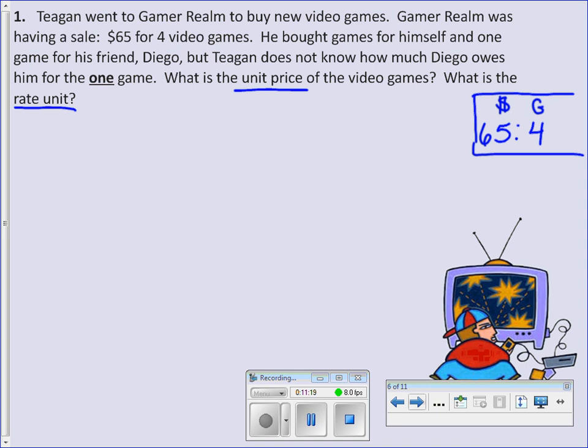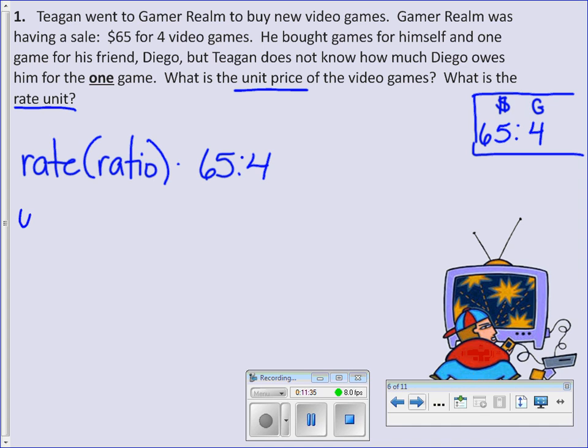So the first thing, let's take a look at the rate. Remember that the rate is another term for ratio. So the rate is 65 to 4. Now we have to find the unit rate. And another word for unit rate is the value.